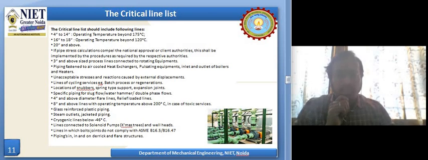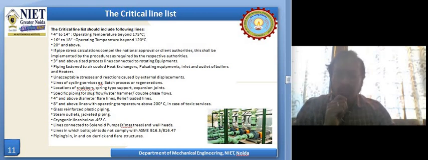So 4 inch to 14 inch with operating temperature more than 175, we have to do the analysis for the same. They come under the critical category. 16 to 18 inch with temperature 120. It is also a kind of list by which we can figure out critical lines, right?